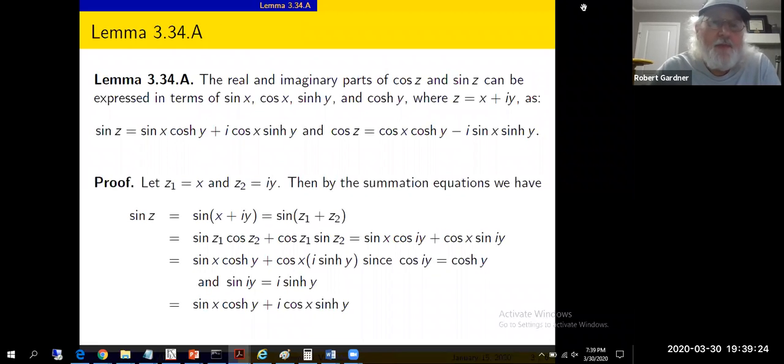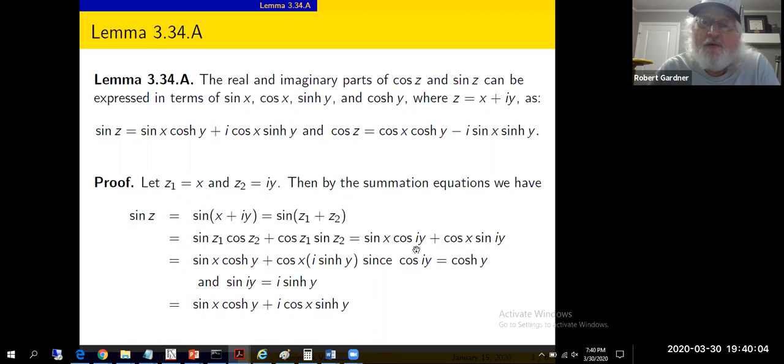Well, let's let z1 be x and z2 be iy and use the summation formula. Then if we wish to consider the sine of z, that is the sine of x plus iy, we'll treat z1 as x, z2 as iy. So we've got a summation formula when the input arguments are complex numbers, as the iy is. We'll substitute those into that summation formula. It'll produce something of this sort, substituting z1 equals x, z2 equals iy, produces these parts here.